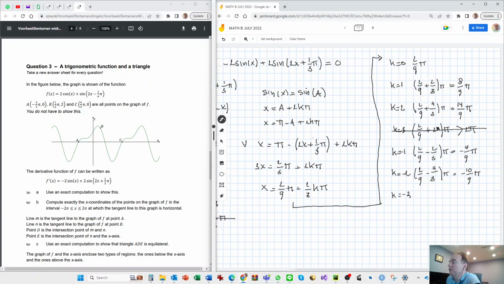Okay, it's negative 3. I get 2 over 9 minus 2 pi.